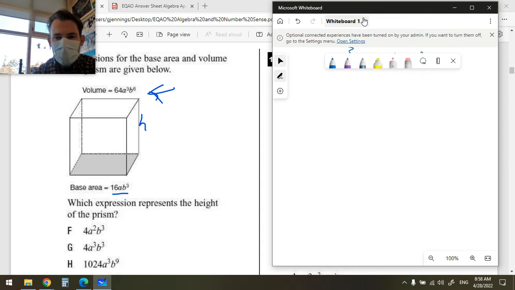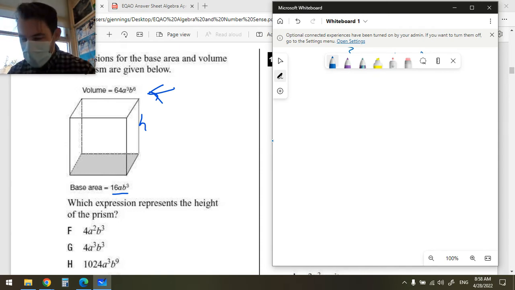And what I'm going to find is that if I take that base area, oh man, I need to tidy this desk. Oh my goodness.